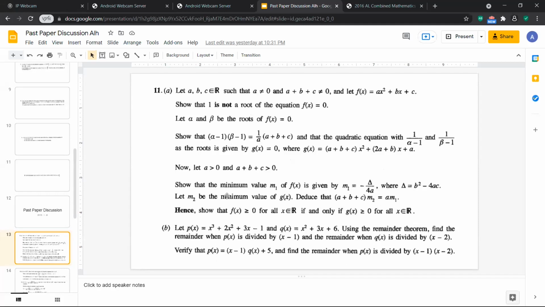So the next question is that the quadratic equation they have given, with the roots 1 over alpha minus 1 and 1 over beta minus 1, is the roots of g(x) equals 0, and g(x) is this. How do we show that? Any ideas? I think it will be better if you can also think and answer while I do the questions, because then it will be easy for you to remember stuff.